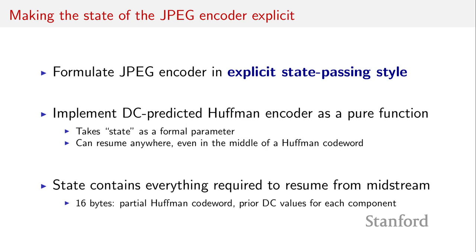It's not that complicated. It's the partial Huffman code word. It's the one you were in the middle of sending. You say, well, I've sent 3 bits of my 7-bit code word, so you've got 4 bits left over. That's one thing you have to save. And then it's DC predicted, so you have to save the prior DC values. It turns out to be not that complicated.